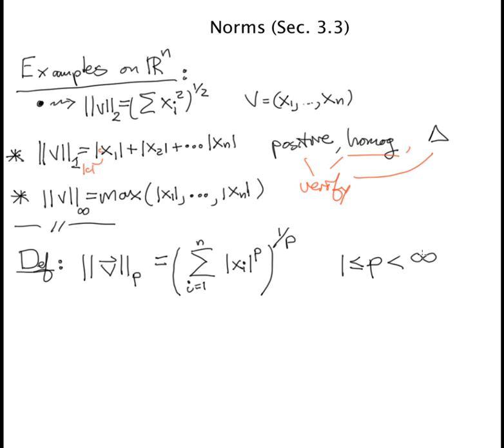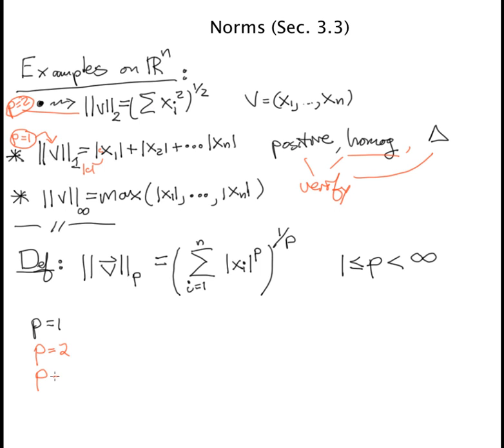So, for example, when p is equal to 1, you get summation absolute value of xi to the 1, and that's this norm right here. P is equal to 1. And if you take p is equal to infinity, well, let me do p is equal to 2 first. If you take p is equal to 2, that's this one right here. And you don't need the absolute value there because the square of any real number is positive.